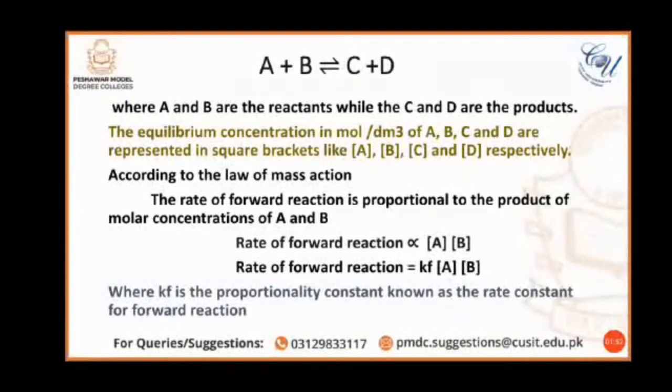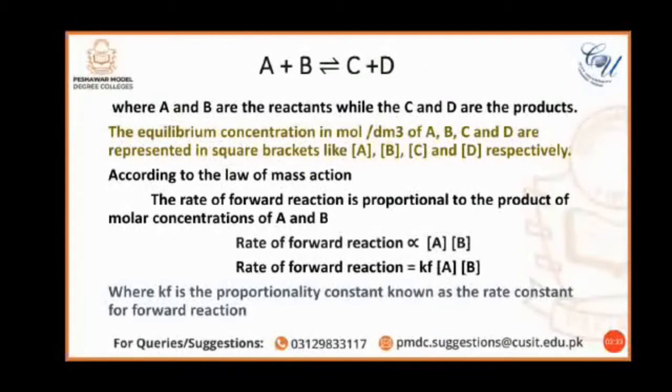Let's take an example. In this particular example, you can see A and B reactants react together to form products C and D. The half-headed arrow shows that the reaction is reversible, and the rate of forward reaction is equal to the rate of reverse reaction. In this reaction, A, B represent reactants while C, D represent the products. Now, the equilibrium concentration in mole per dm cube for all the reactants and products are represented in square brackets, as you can see in this example.